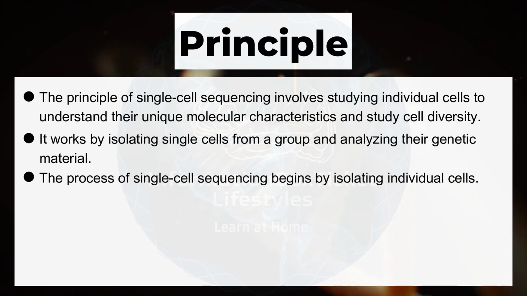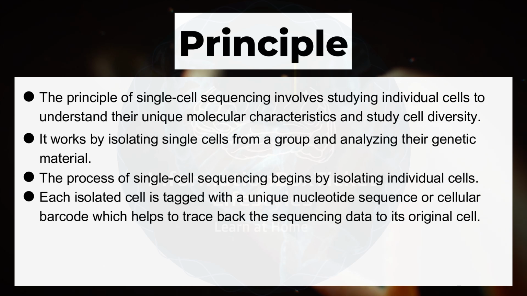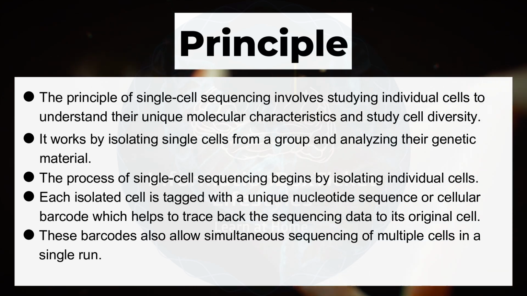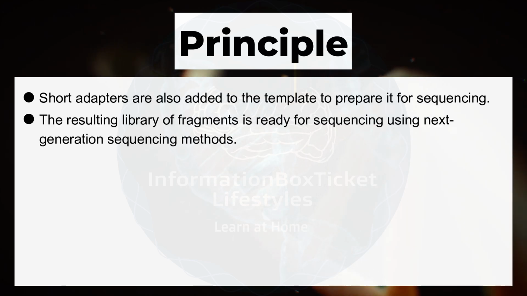The process of single-cell sequencing begins by isolating individual cells. Each isolated cell is tagged with a unique nucleotide sequence or cellular barcode, which helps to trace back the sequencing data to its original cell. These barcodes also allow simultaneous sequencing of multiple cells in a single run. Short adapters are also added to the template to prepare it for sequencing. The resulting library of fragments is ready for sequencing using next-generation sequencing methods.